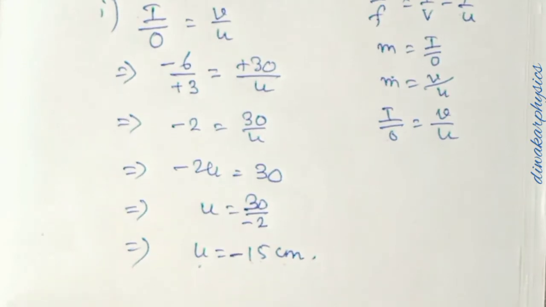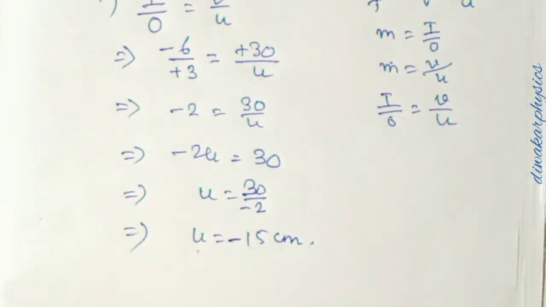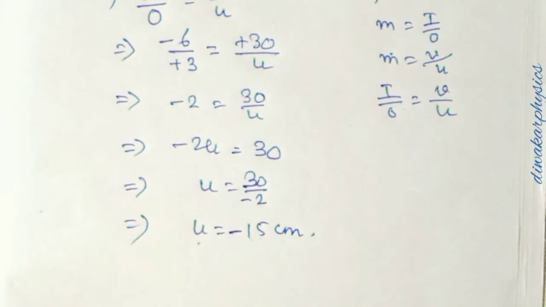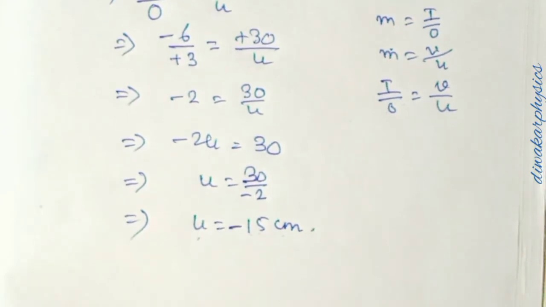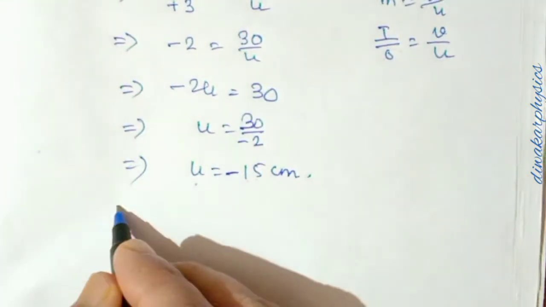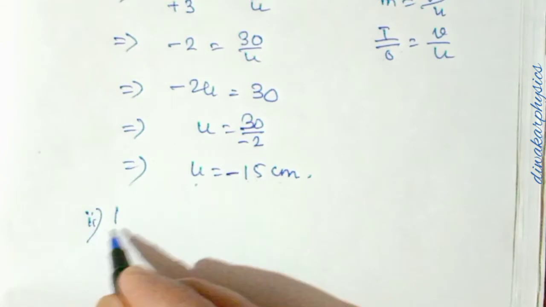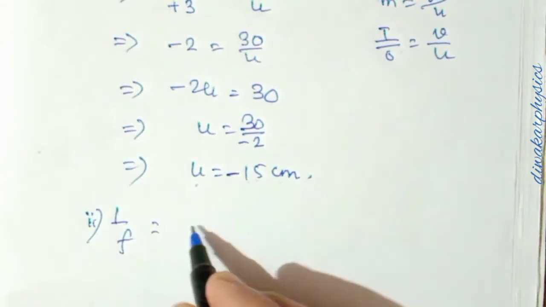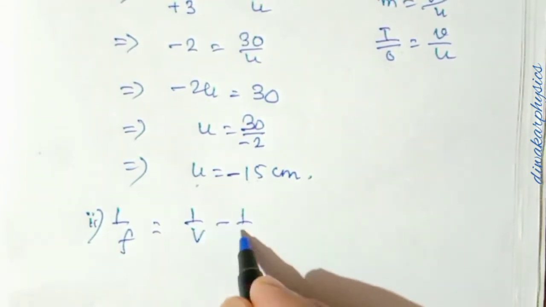So the first part we have got: object distance is minus 15, that means you have to keep the object 15 centimeter in front of the lens. Now the second part they are asking is the focal length. So for the second part, now you can use 1 by f is equal to 1 by v minus 1 by u.